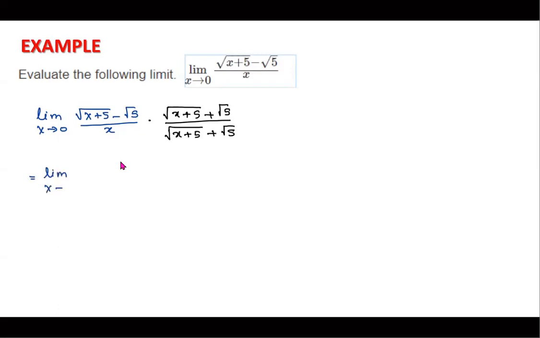So we have the limit as x approaches 0. We are multiplying two fractions. This is one fraction multiplied with the other fraction. When you're multiplying fractions, you know that we can multiply denominator with denominator and numerator with numerator. So in the denominator, we have x multiplied by that quantity. So I'll write it like this: x multiplied with square root of x plus 5 plus square root of 5.